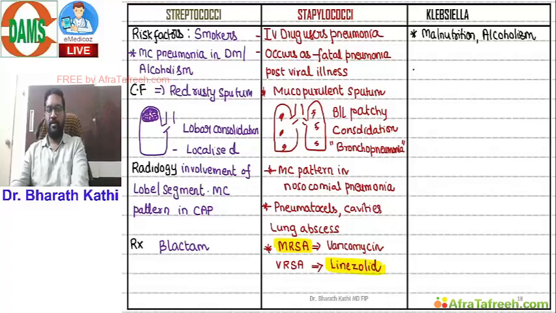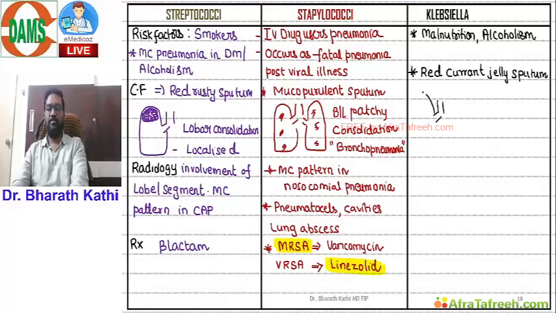Then coming to the clinical features, Klebsiella pneumonia has a thick coating. Because of this thick covering, sputum will be red and it will be gelatinous. Red currant jelly sputum. This phenomenon is called red currant jelly sputum.